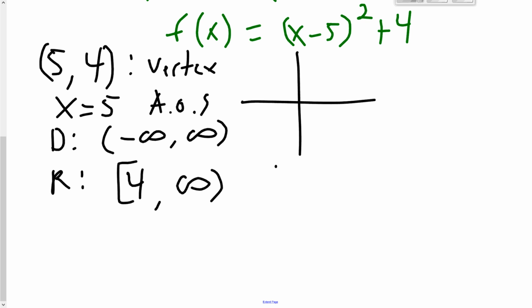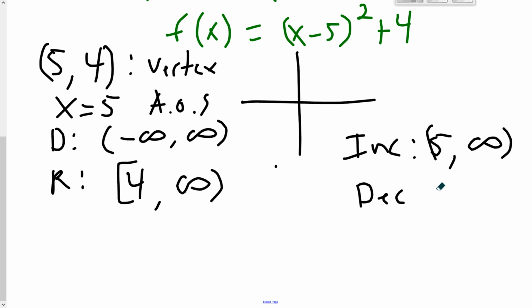And then I know increasing, since it's facing up, is going to be from my x value of my vertex to positive infinity. And then I know decreasing is from negative infinity up until that x value of my vertex. So there, I've done all the steps without even having to graph, right? So now I can come back and graph.